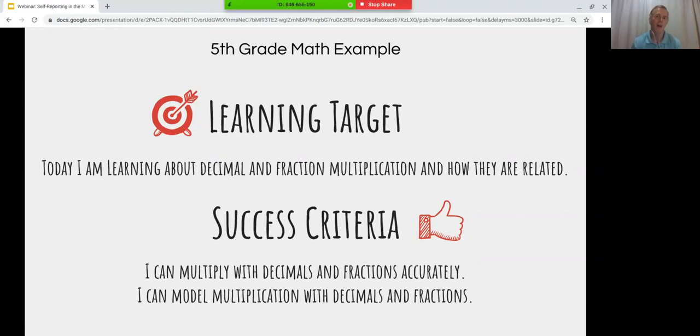Today we're learning about decimal and fraction multiplication and how they're related. Maybe tomorrow's lesson will have more real world applications, but not every lesson has to have a real world application. We're just seeing how these 2 things are related because it's very important, and right now we don't have to talk about real world situations, okay? The success is going to be, I can multiply with decimals and fractions accurately, and I can model multiplication with decimals and fractions. And what I'll do is, when I taught this lesson, I posted this learning target and success criteria in the beginning of the lesson, and I always posted at the end as part of my debrief.